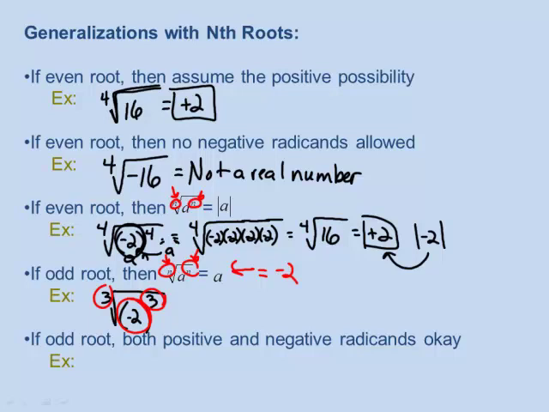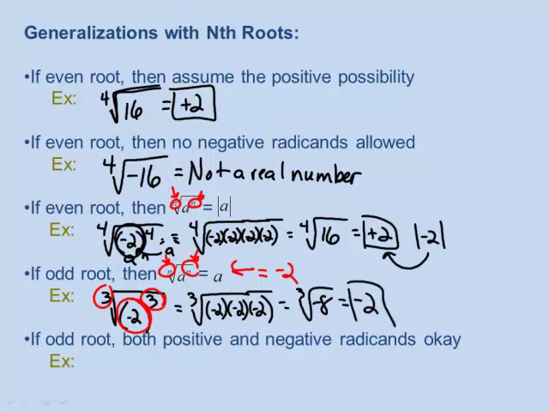Let's actually do the math and see. So the cubed root of -2 cubed is the same as the cubed root of -2 times -2 times -2, which is the cubed root of -8 if you do that math. And the cubed root of -8 is -2. It's whatever a was in the original problem. So when you're taking an odd root, you do not take the absolute value of the a, you just take the a as given.